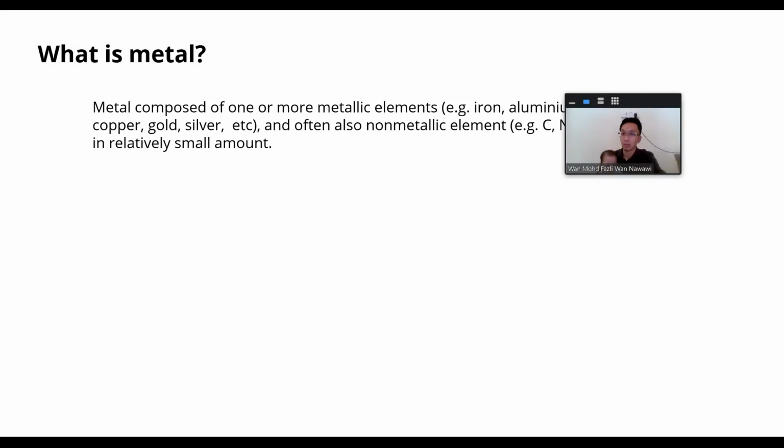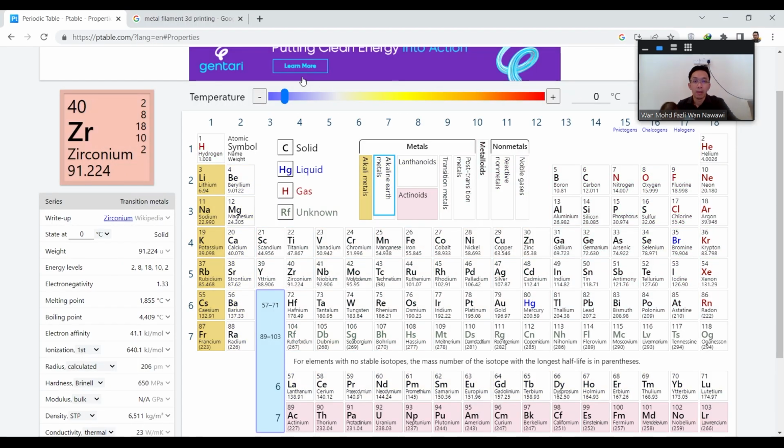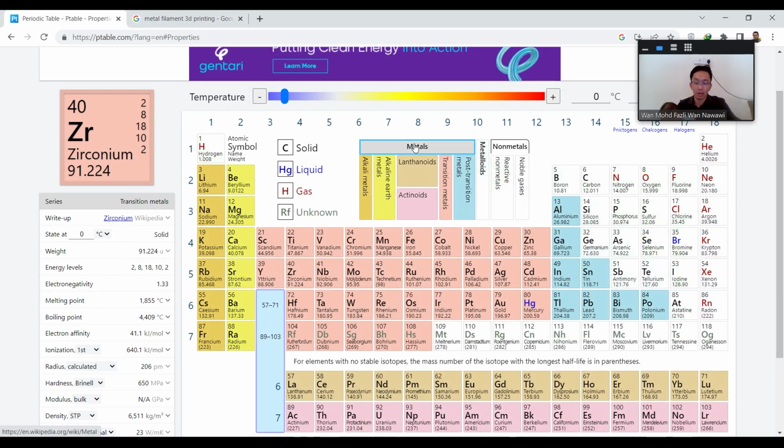What is metal? Metal is basically a substance that is composed of one or more metallic elements. Okay, we learned about elements before in the periodic table. They are like a table of elements. If you look at the periodic table itself, if you click at the metal, almost 80% of the periodic table is composed of metal. So we know metal is ubiquitous in the periodic table itself.